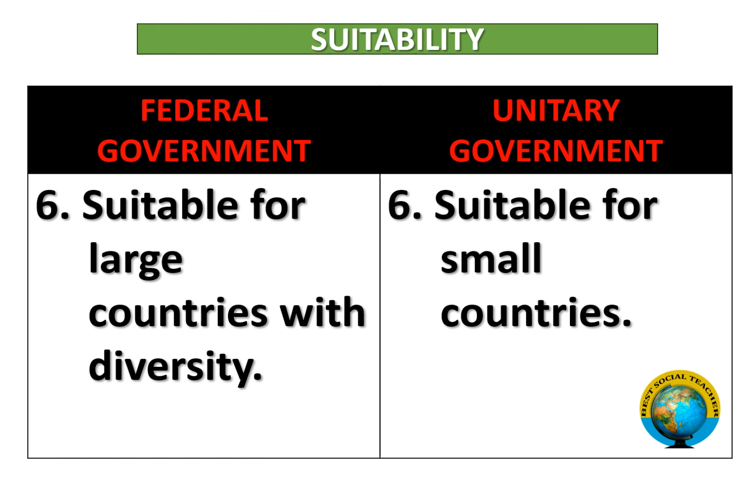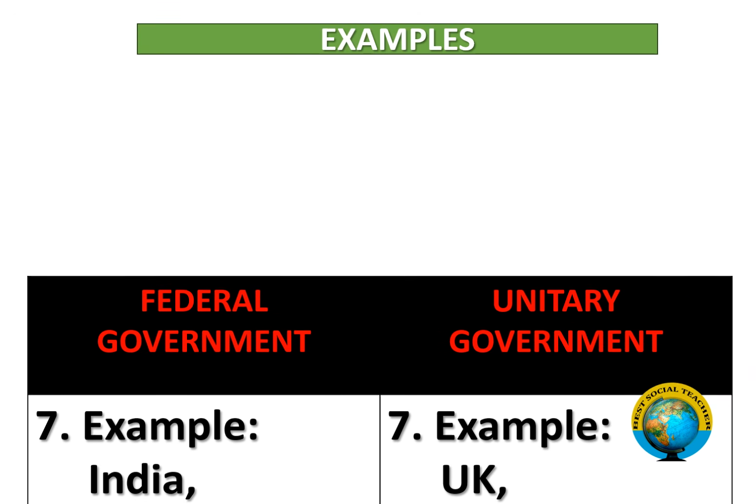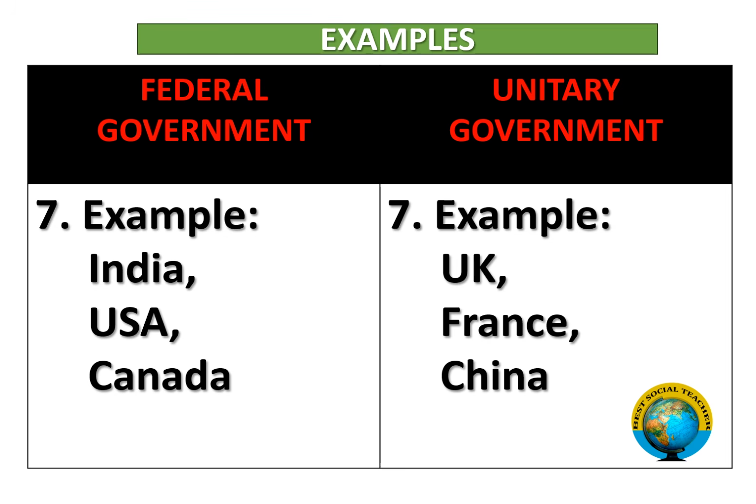The next difference is suitability. Federal governments are suitable for large countries with diversity, whereas unitary government is suitable for small countries. Examples: the federal form of government is followed by India, USA and Canada, whereas the unitary form of government is followed by UK, France and China. We have discussed a lot about the differences between federal government and unitary government. Now we will give a screenshot page.